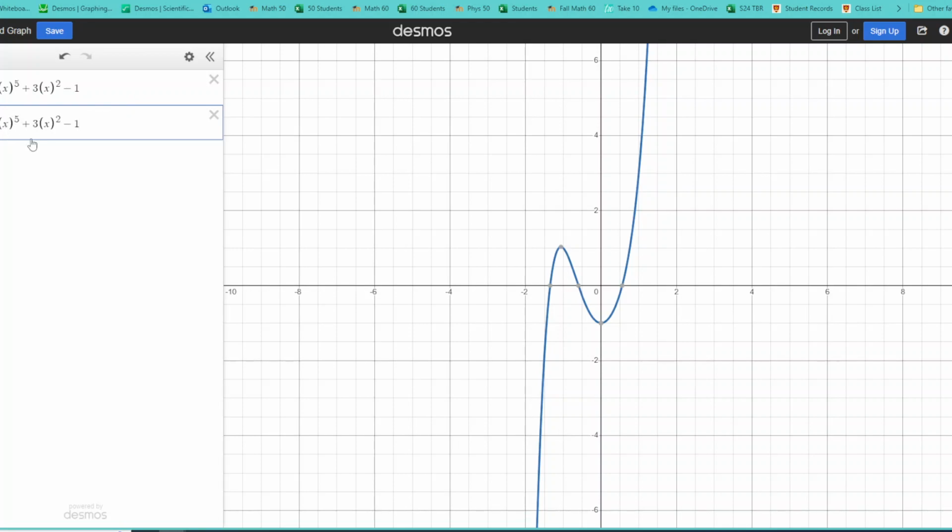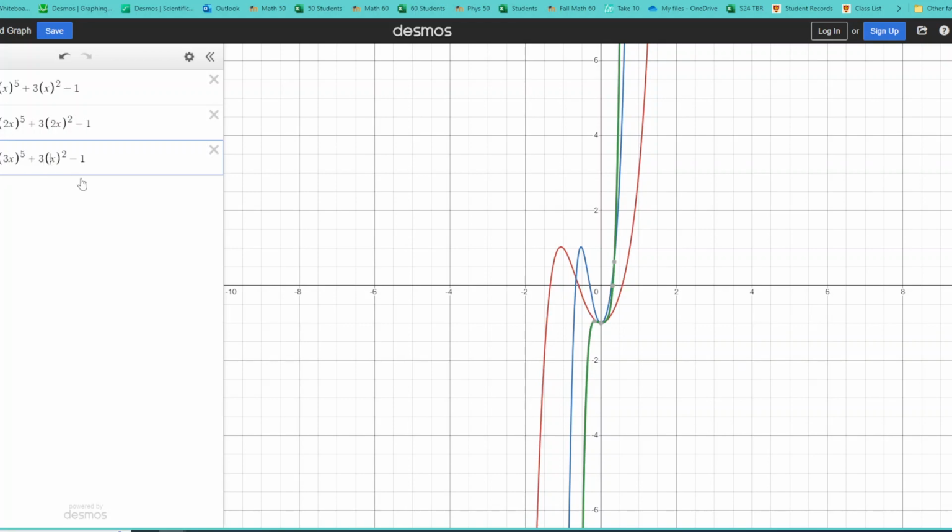So what I'm going to do first is put a 2 in here. So I have to put a 2 in both spots. And what I want you to see is you get this horizontal shrinking, or I like to call it compression, towards the y-axis. If we did that again and we put a 3 in here, it would be even more compressed. So it's the same shape, and the y values don't change. You can see that this height is still the same and this min is all the same. The one thing that's changing is that the x values are getting closer and closer to the y-axis.